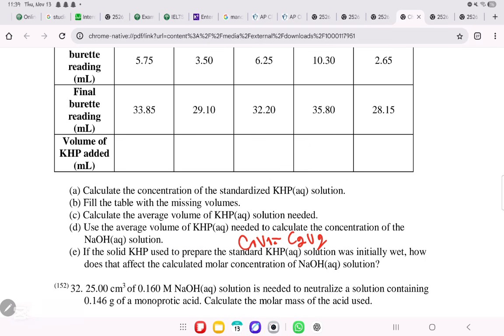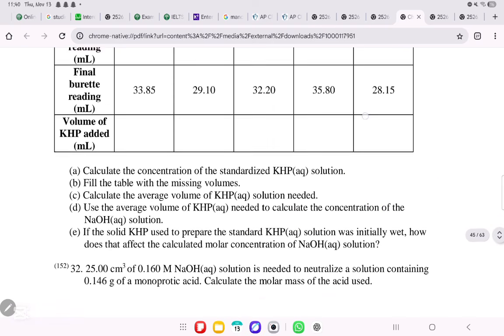So C1V1 equals C2V2. The concentration of KHP we found to be 0.100, times the volume of KHP, which we found to be 25.53, is equal to concentration 2, which we need to find, times volume 2. I think they mentioned up there that volume 2 is 25 milliliters. So you move this to the other side and you get the value of concentration 2. It's 0.100 times 25.53 over 25. I get my answer C2 to be 0.102 molarity.